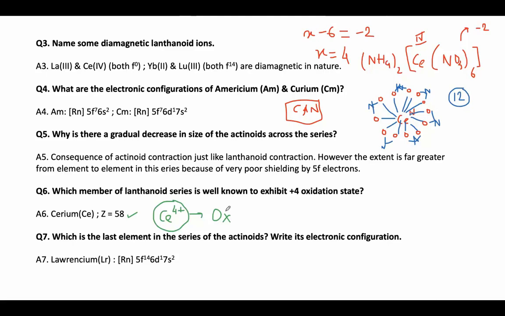Cerium +4 is a very strong oxidizing agent, as I have already discussed. Against the standard hydrogen electrode, its E0 value lies around 1.61 volt. It is a 1 electron oxidant. You will be surprised to know that it is even stronger than fluorine Cl2, which has an E0 value of 1.36 volt. So in terms of oxidation power, cerium +4 is even stronger than Cl2.